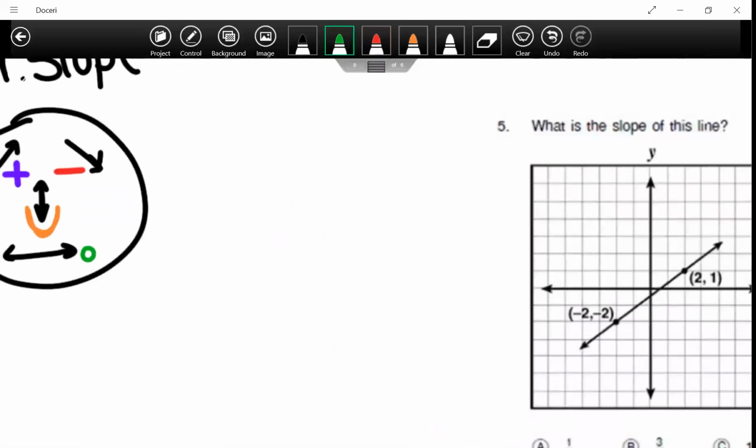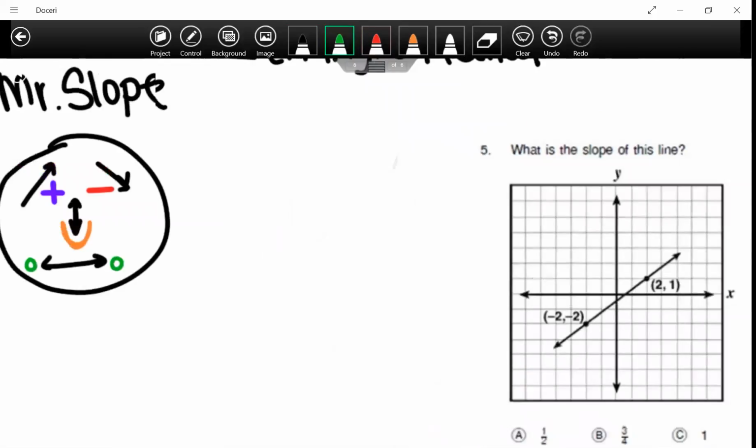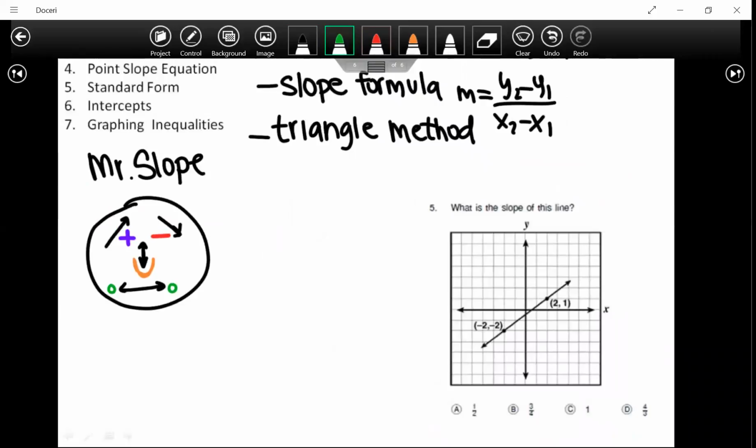I'm going to show you both ways: the slope formula for this and the triangle method. There are 2 ways of doing it. If you're more comfortable using formulas, plug it in, you're done. I'm going to do it the long way first, and the short way after that. The long way is taking our 2 points, -2, -2 and 2, 1, and plugging them into my slope formula.